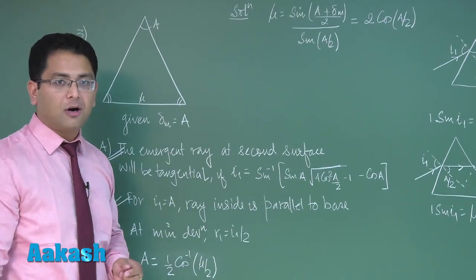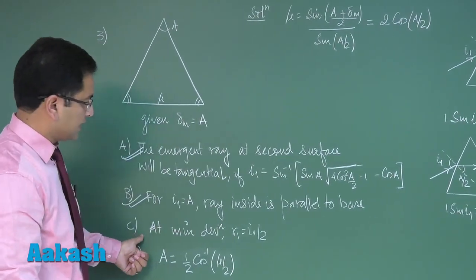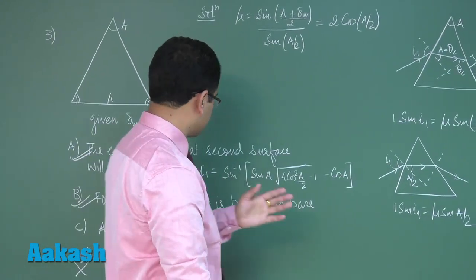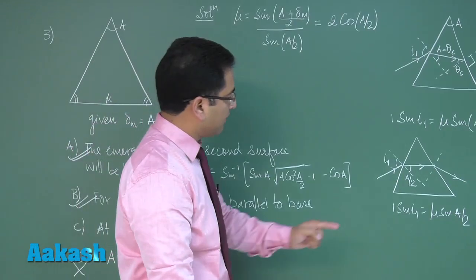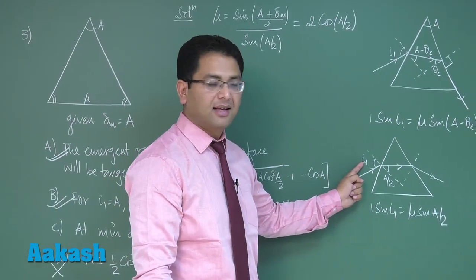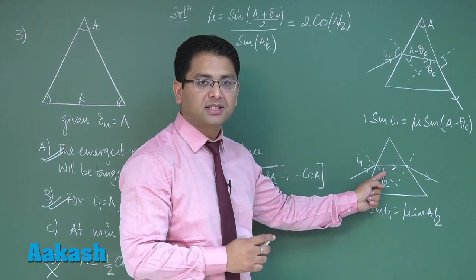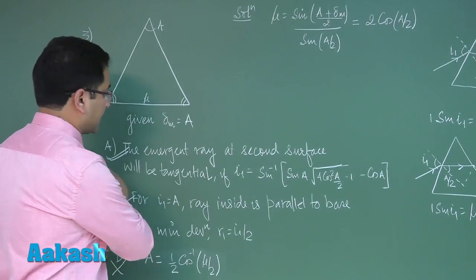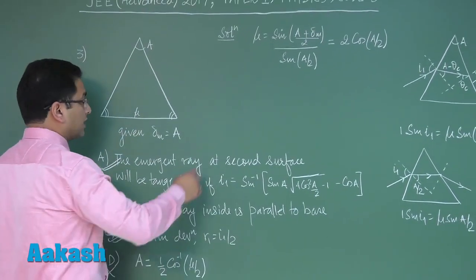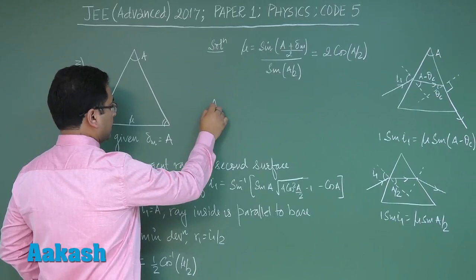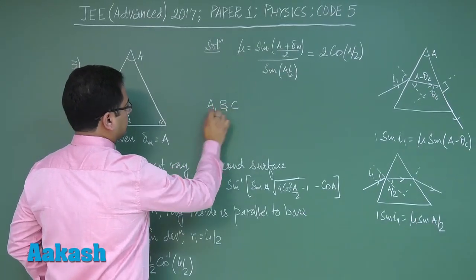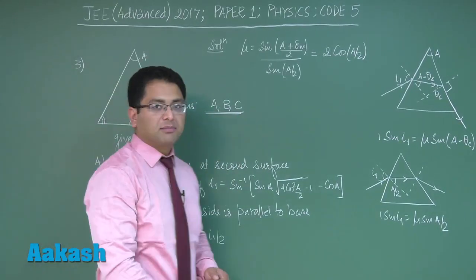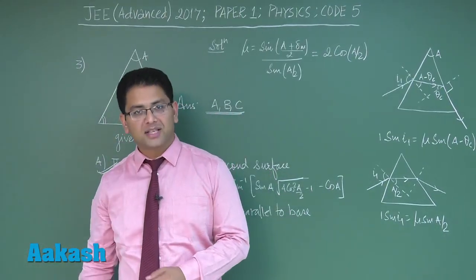Plug in the value of mu that had been calculated here, and that would straightforward give you option number B to be the correct option. Option number C: at minimum deviation R1 is I1 by 2. Well, that's fine now, because option B says at minimum deviation I1 is A, and this is always A by 2 at minimum deviation. So for this specific condition, option number C comes out to be correct. So for this third question, the correct options would be A, B and C. That was for question number 3. Now it's time to move to question number 4.